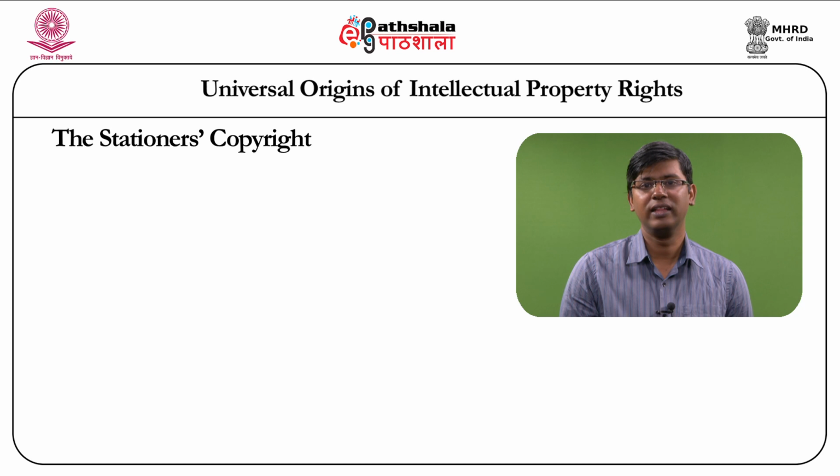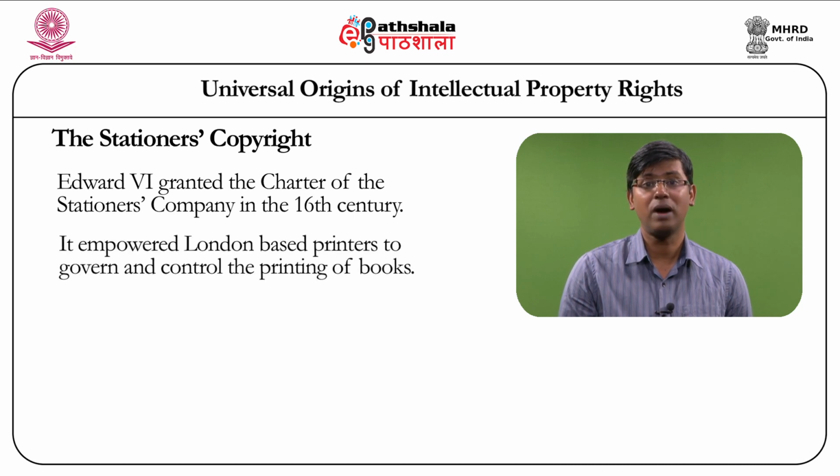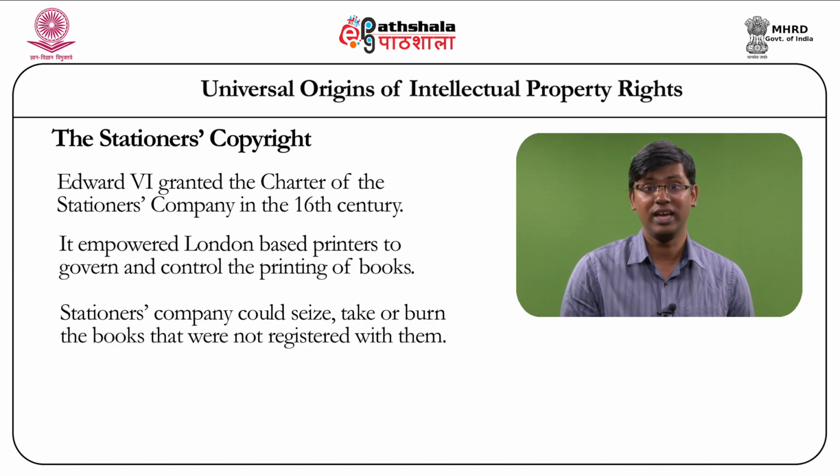Then in the 16th century, there was a brainwave wherein Edward VI granted what is called the Charter of the Stationers' Company. The charter basically gave mostly the London-based printers the power to govern and control the printing of books, right? Instead of the royalty or the church getting involved directly in the process of censoring books, you had the Stationers' Company controlling what gets published and what gets distributed.